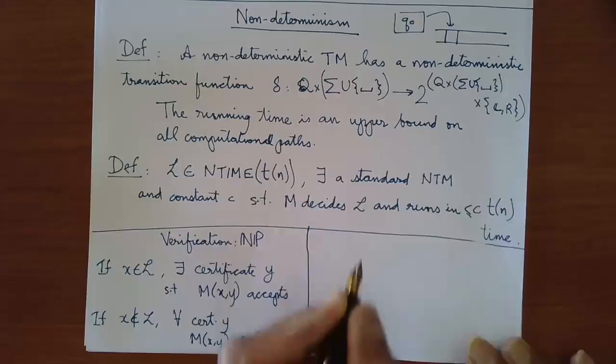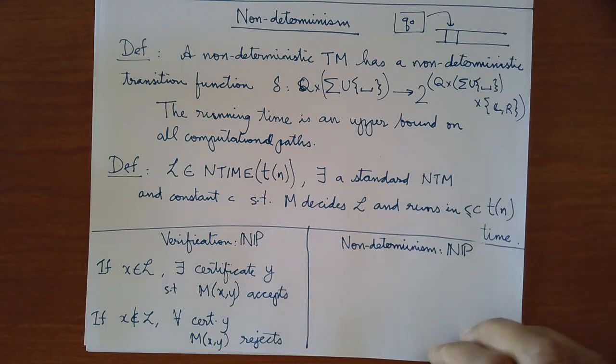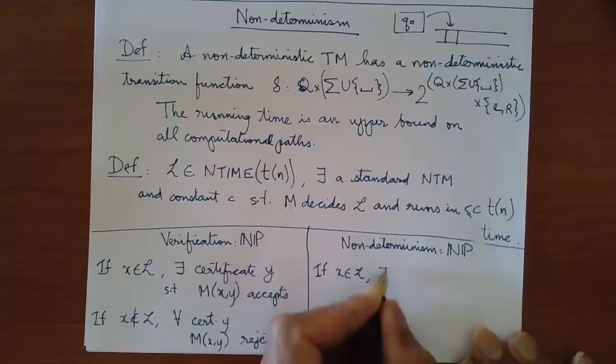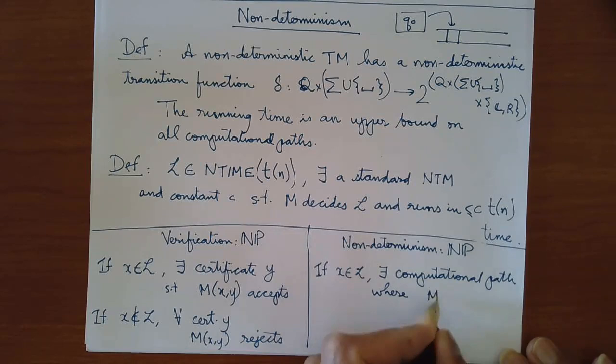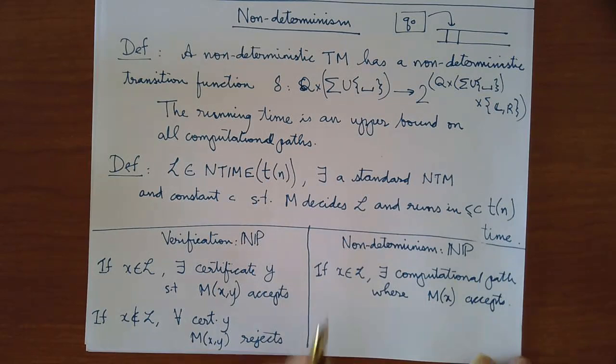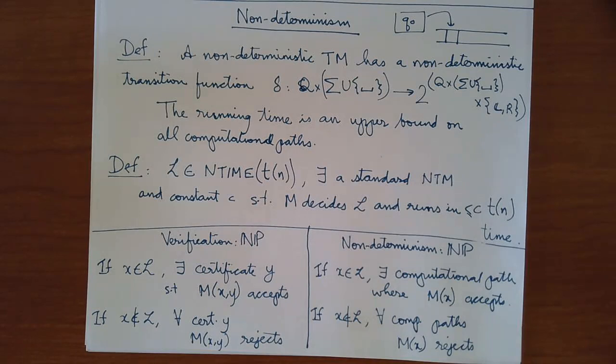Now, if you think of the NP notion of non-determinism, you'll see that if x is in L, there exists a computational path where M(x) accepts, and if x is not in L, then for all computational paths, M(x) rejects. So you see the quantifier: there exists, and in the not case it's a for all, because you're negating the condition. Is this clear? Any questions about this?